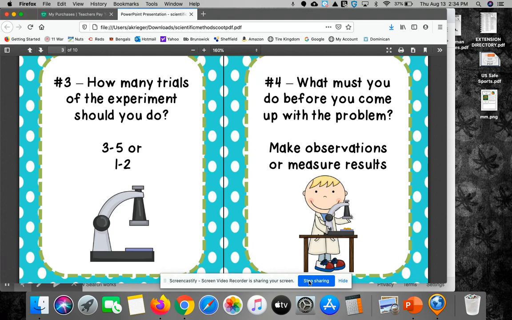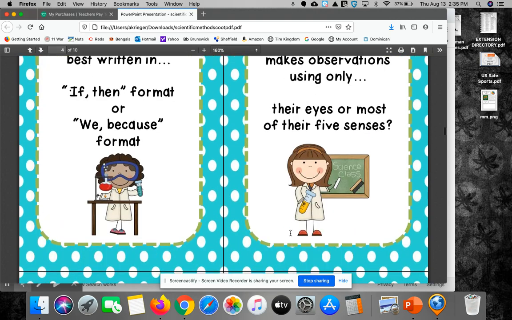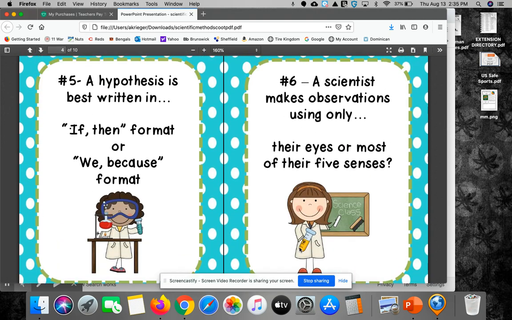Number 4, what must you do before you come up with a problem? Make an observation or measure your results? Think about it. And the answer is make observations.